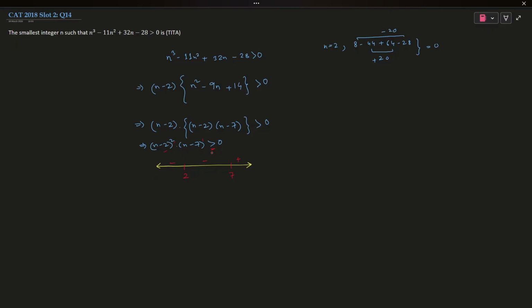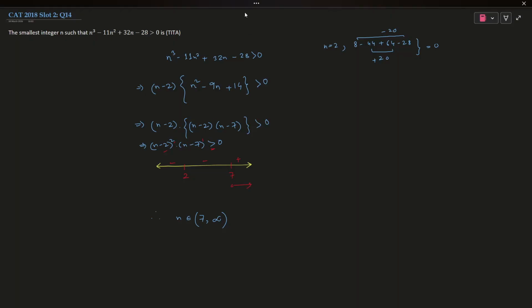I need greater than 0, so greater than 0 is here. Therefore n belongs to (7, infinity). So what is the smallest integer n which will satisfy this? 8, right? Please note 7 is not included.